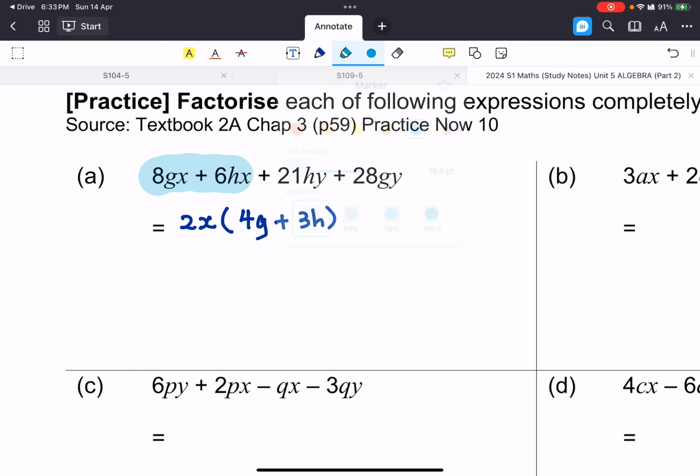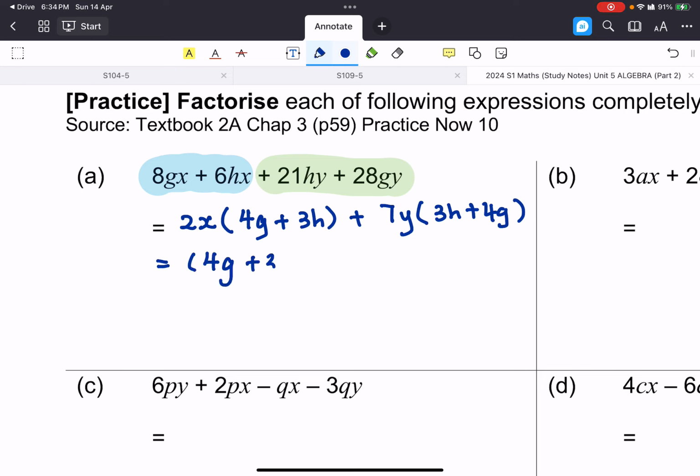And then in the second group, let's change the color to green. In the green portion, I can extract out 7Y, and I have 3H plus 4G. Well, here's the good news: 4G plus 3H and 3H plus 4G are the same value. We know that A plus B is the same as B plus A. So they are the same, and we can put them together and extract them out together. So 4G plus 3H, and we have here 2X plus 7Y. Right? Now the next example.